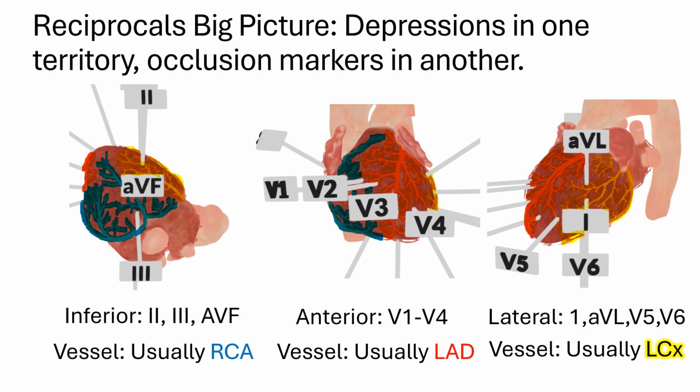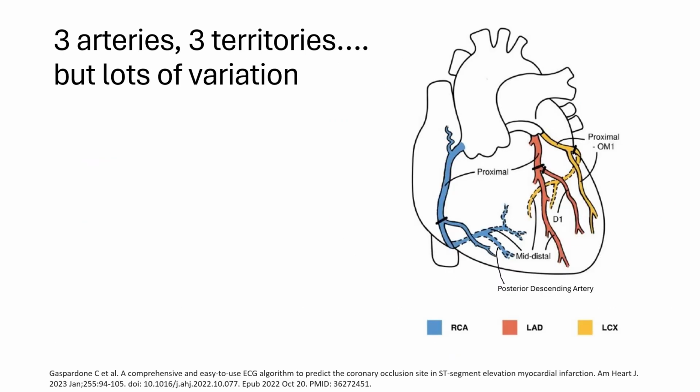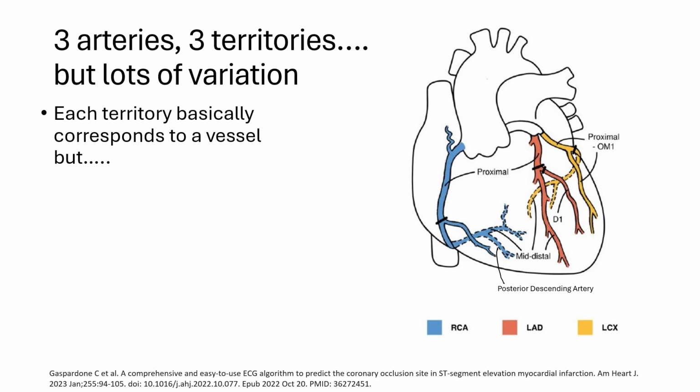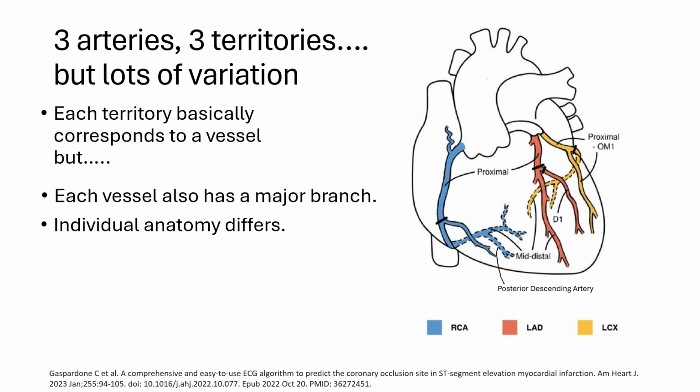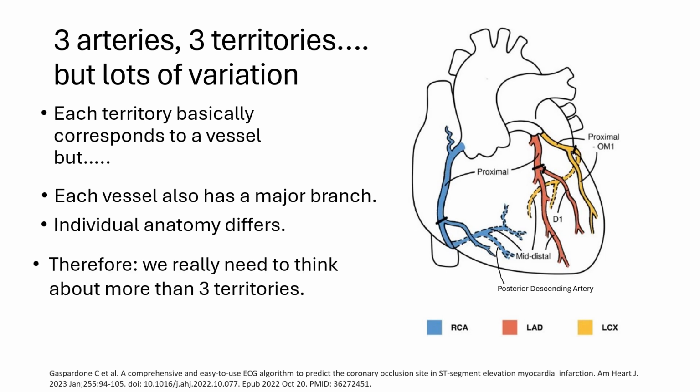Biggest shortcut I can give for identifying reciprocals in general is if there are multiple depressed leads in a territory, look for markers of occlusion in another territory. Each territory, as we've noted, basically corresponds to a vessel, but each vessel also has a major branch, and individual anatomy differs. For this reason, we really need to think about more than three territories.